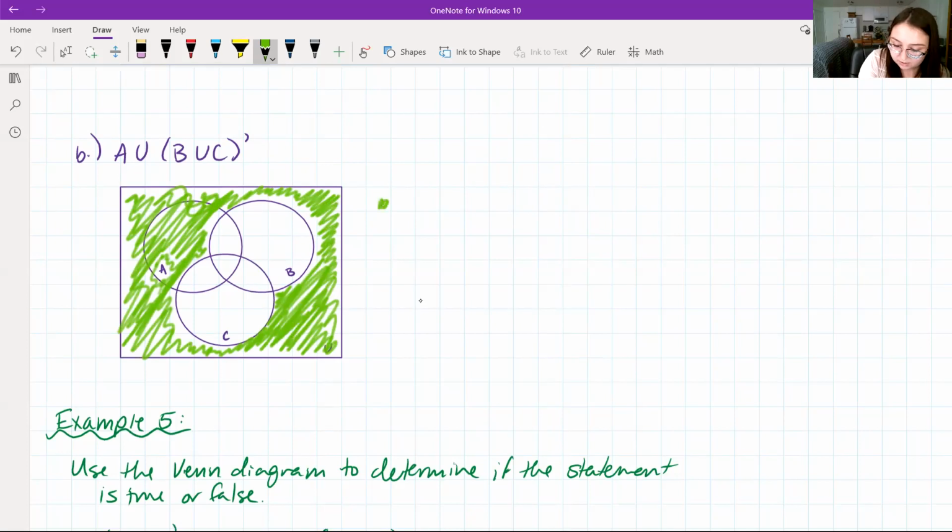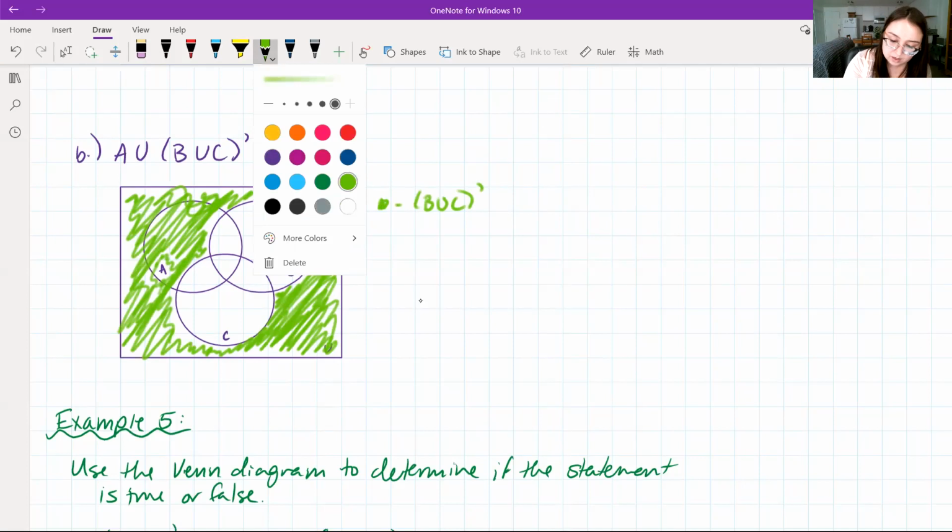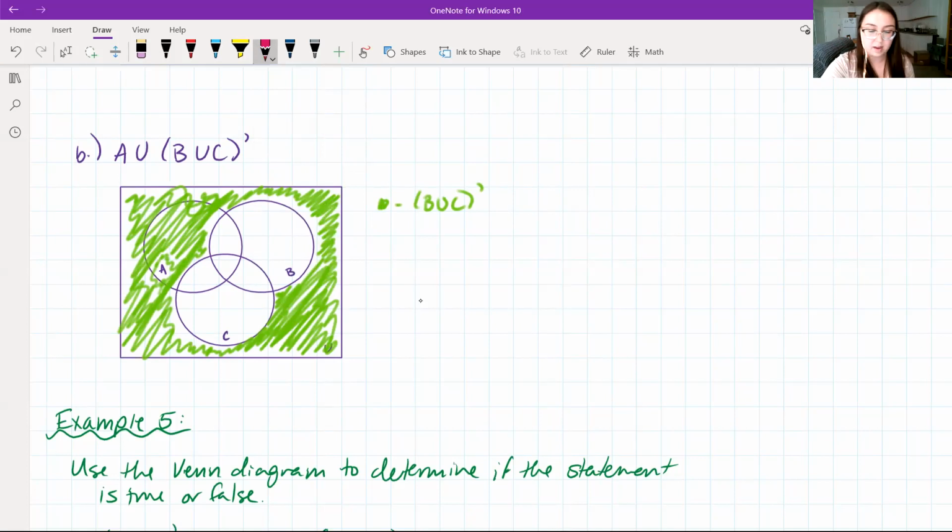So we say this color is B union C complement. So then we can use a separate color, and we're saying A union with what we already colored in. So we know that A is just going to be all the values in A. So we can color in all of our elements in A, which we know is our circle.